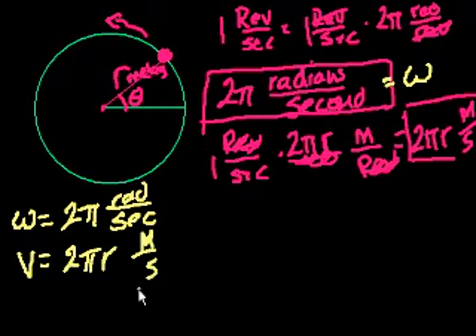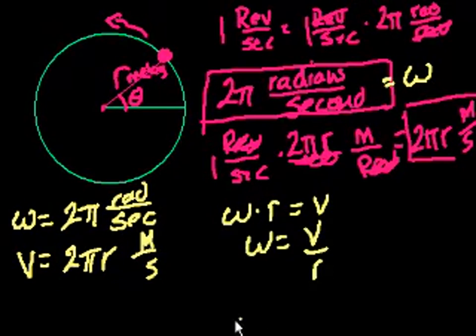So if we just ignore the units for a second, what do you see as the difference between the angular velocity and the velocity? The angular velocity in this case is 2 pi, and the velocity is 2 pi r. So in general, if you just multiply the angular velocity times r, you get the velocity. So angular velocity times the radius is equal to the velocity. Or you can divide both sides of that by r, and you get the angular velocity is equal to the velocity divided by the radius.